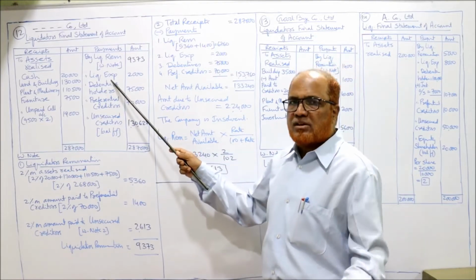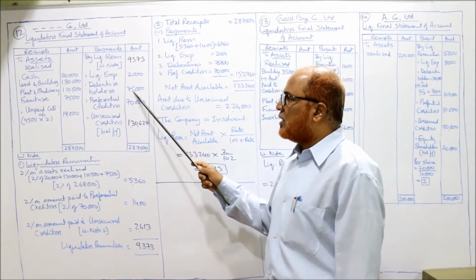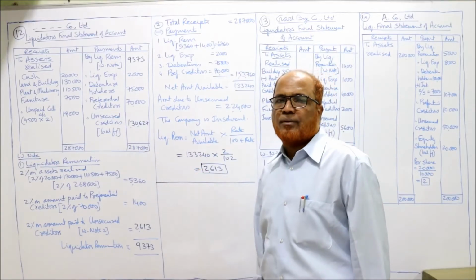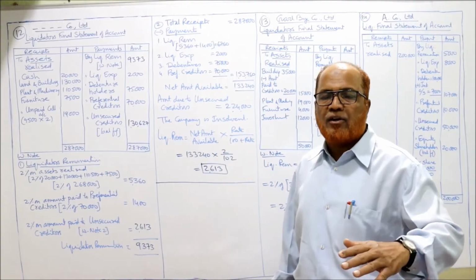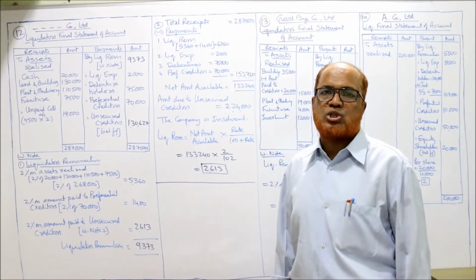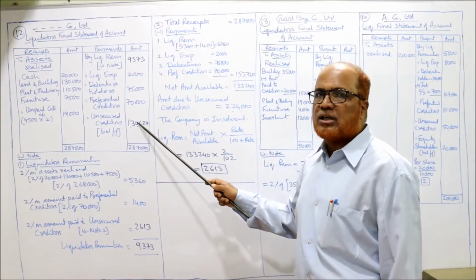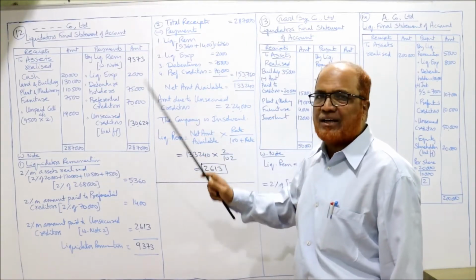Then liquidation expenses given in the problem, 2,000. Debenture holders 75,000, preferential creditors 70,000. Lastly, unsecured creditor. We don't know whether we will be able to pay fully to unsecured creditors or not, solvent or insolvent. So keep it blank. So these two amounts you should not take. Remaining all the items you should write down.